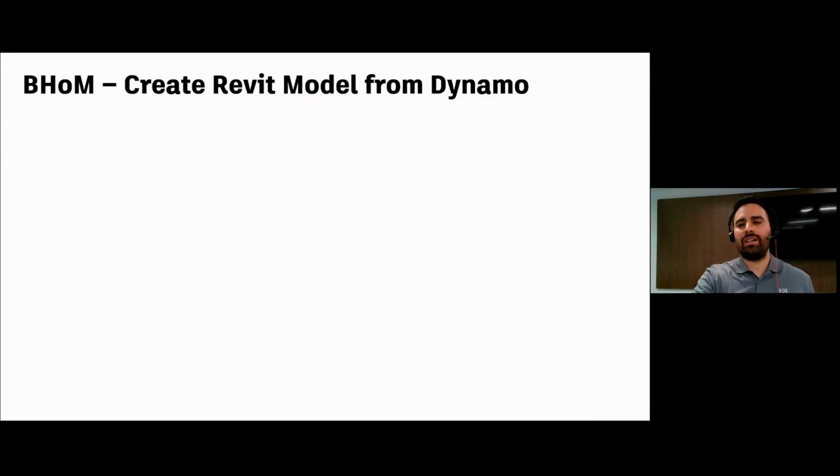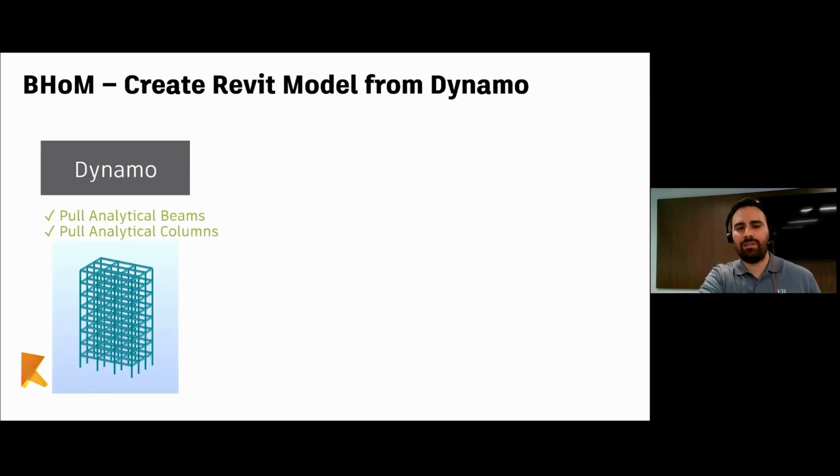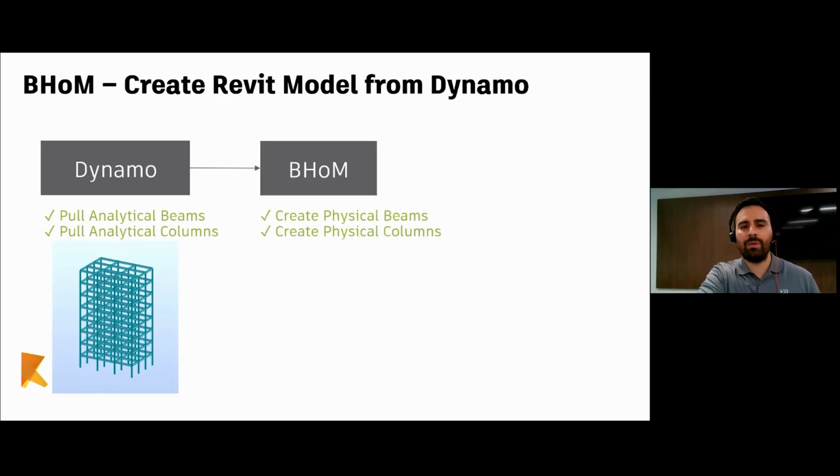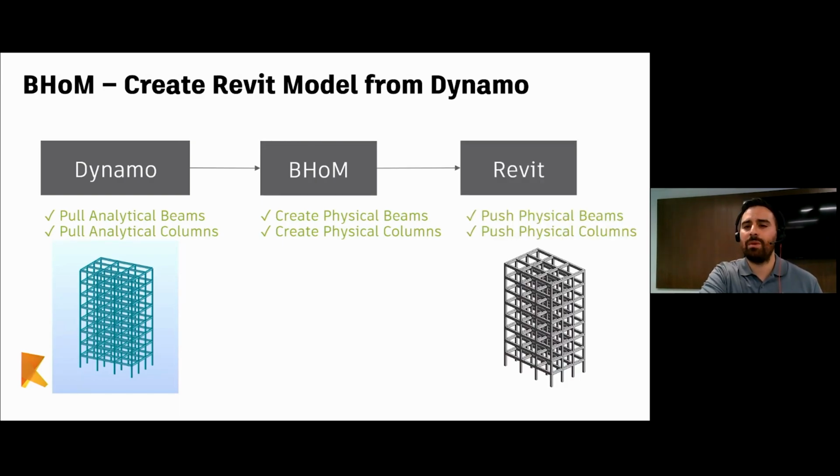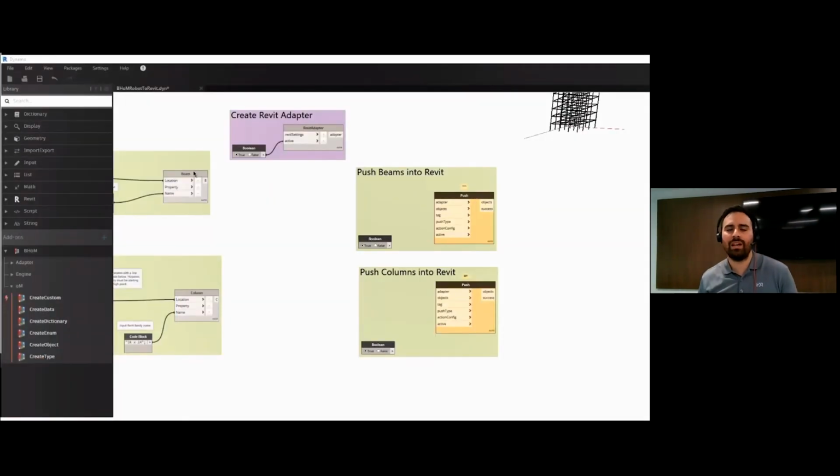So this last step here is, we've got Dynamo, we've pulled all of that analytical information. We used BHoM to create physical beams and physical columns. And now we're going to push that information into Revit. All right, so we have those beams.